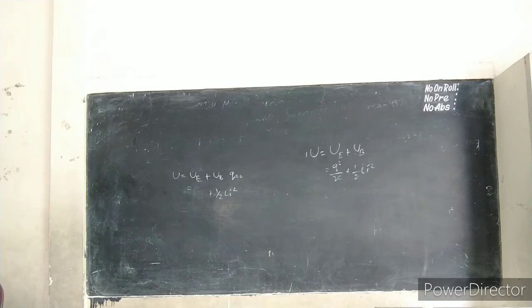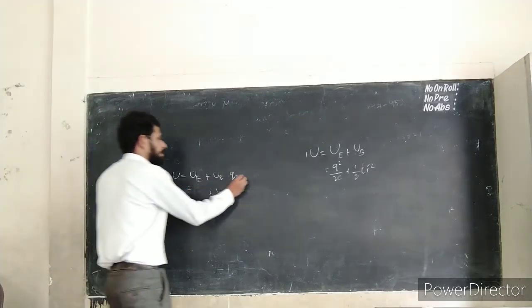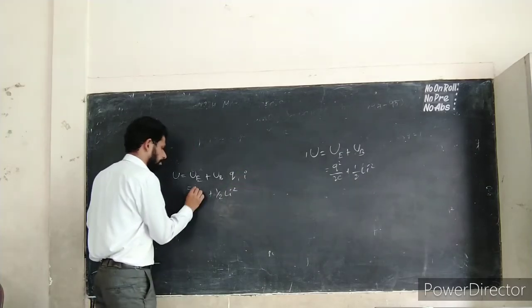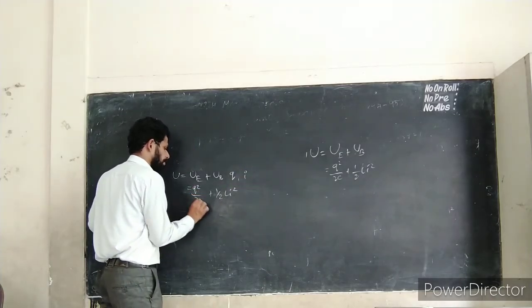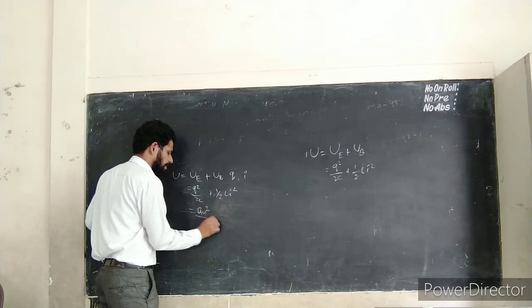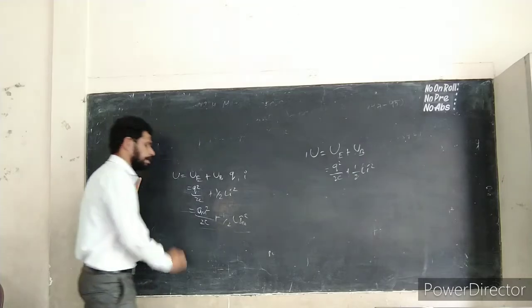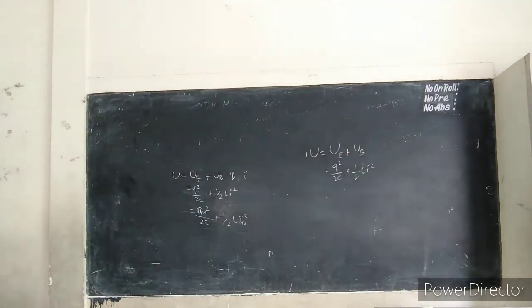In case 3, when there is both charge Q and current I, both will be acting. Then the total energy becomes Q squared by 2C plus half L i squared, which equals Qm squared, the maximum charge, by 2C, plus half L Im squared. Okay, that's it.